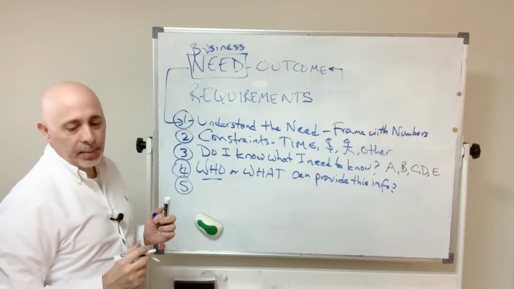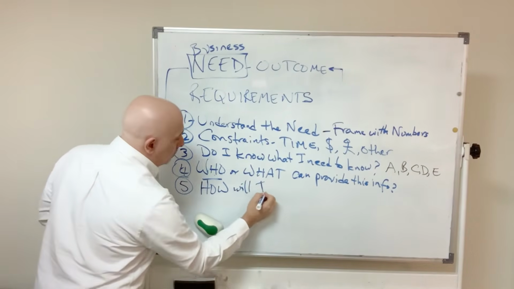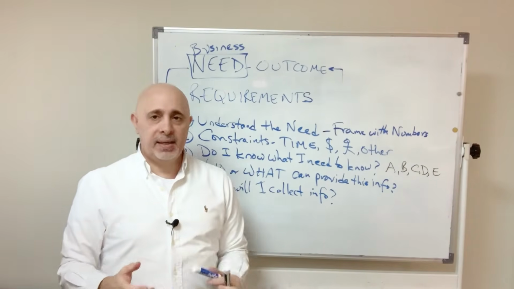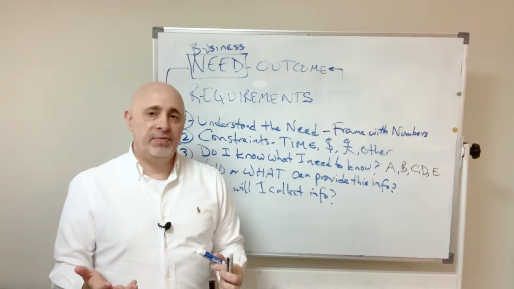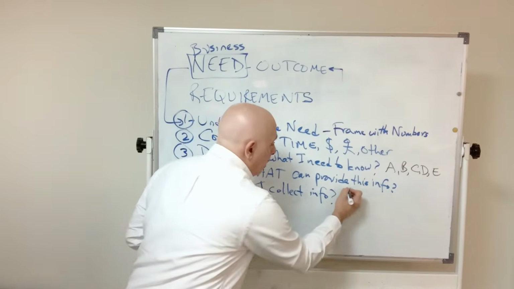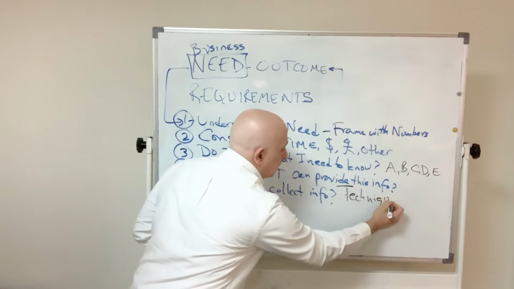All right, so if you figured the who and the what, then you go to the fifth step. And the fifth step would be, how will I collect the information? Now the how, those are requirements gathering techniques. And these techniques would vary depending on what it is that you need to collect. So step number 5 will be the techniques that you will use in collecting requirements.